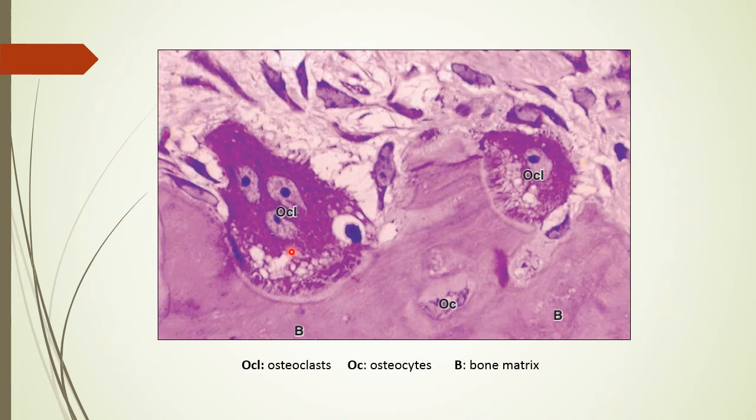How the osteoclasts look, as we see here in this section. This is the osteoclast, OCL. B is the bony matrix, this is the bony matrix.